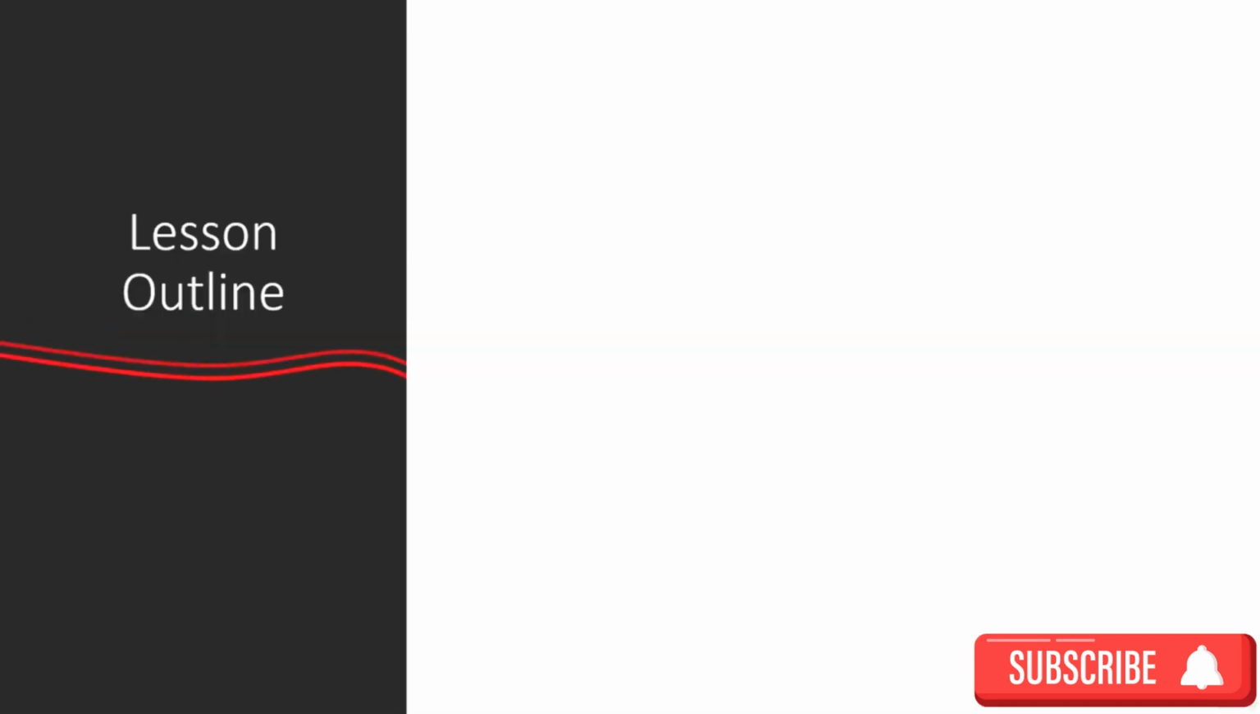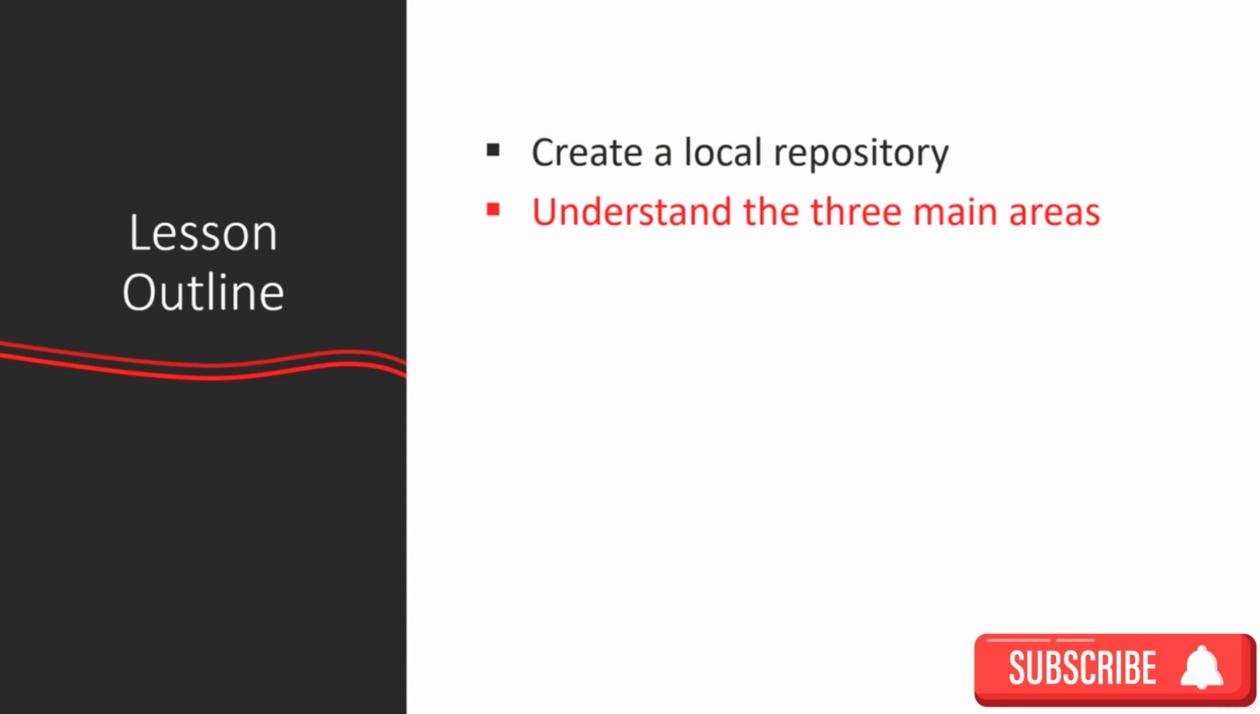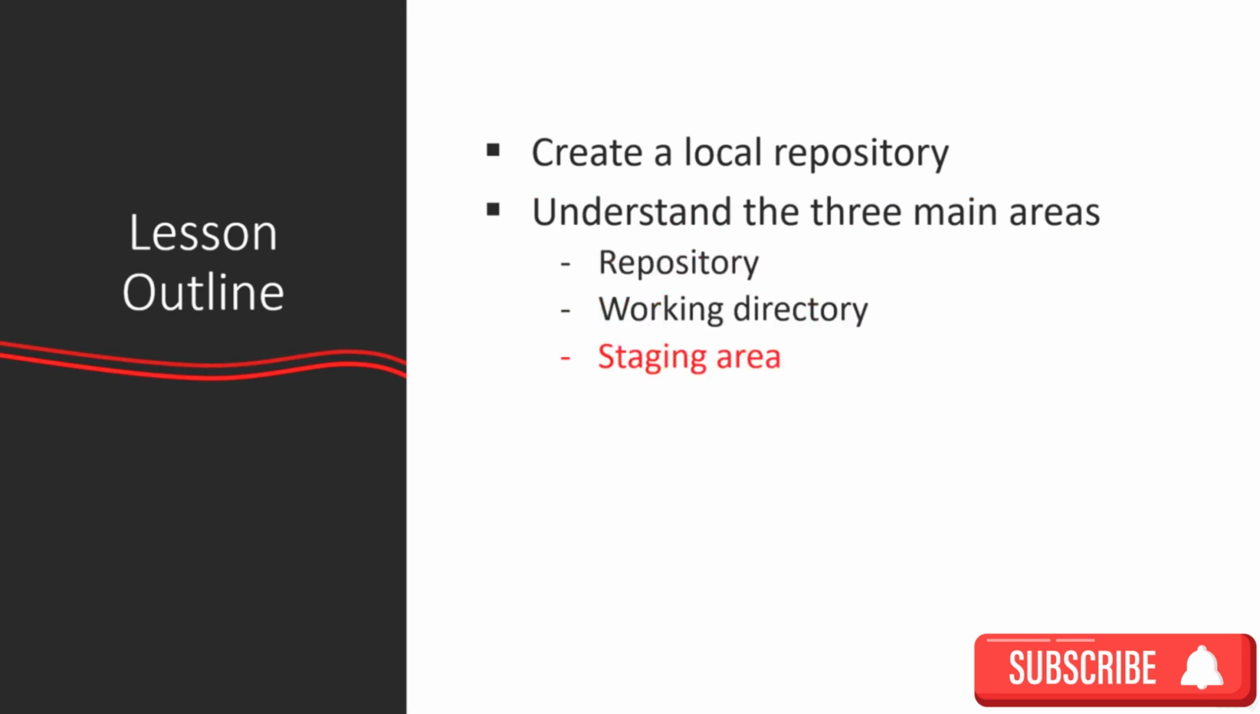First, you will learn in this lesson how to use Git to create a local repository for your project. Next, I will ensure that you understand the three main areas that you use when working with Git. These are the repository, the working directory, and the staging area.